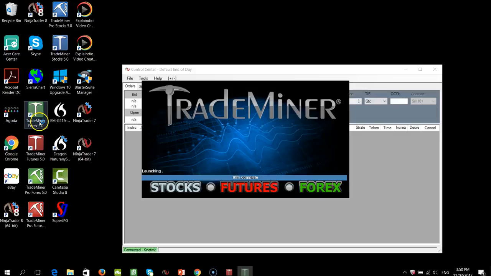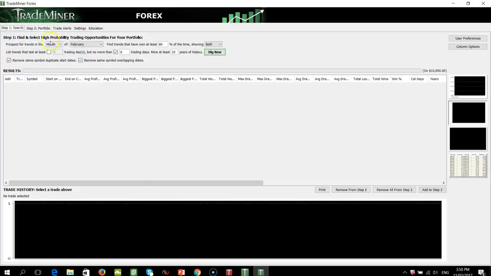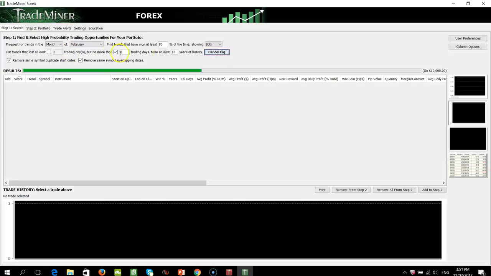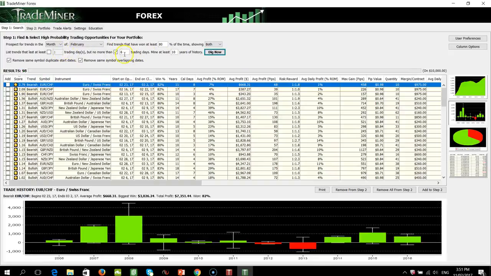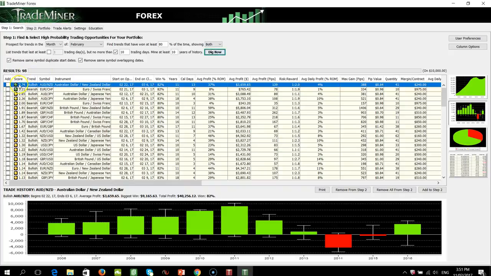Let's take a look at the Forex version. Again, it was very similar. It just says Forex up here in a different color, and where are we? February here. Okay, this one's set between up to 6 days. 6 days is not very long. Let's see if it looks any different here.